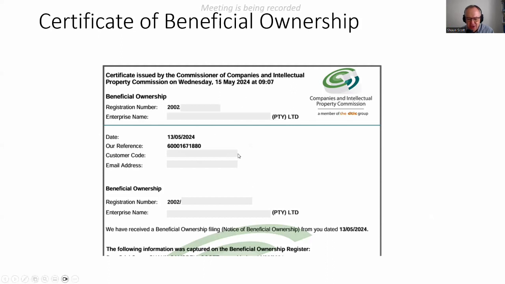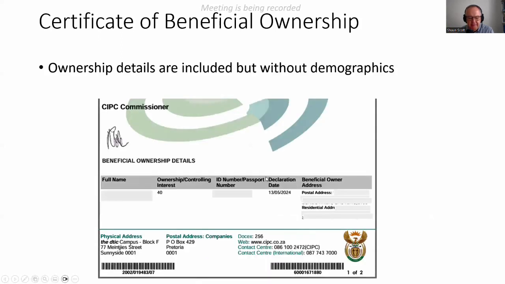Now, I'm just sharing one here. I'm not going to give you all the details, but this is one that was done recently. And right at the end of the certificate is the listing of all the shareholders on the certificate. Now, this does not give demographics, but it does give the shareholding. So what are the implications of this?